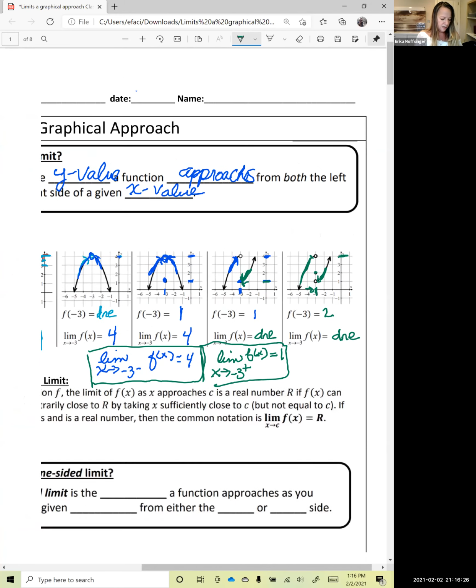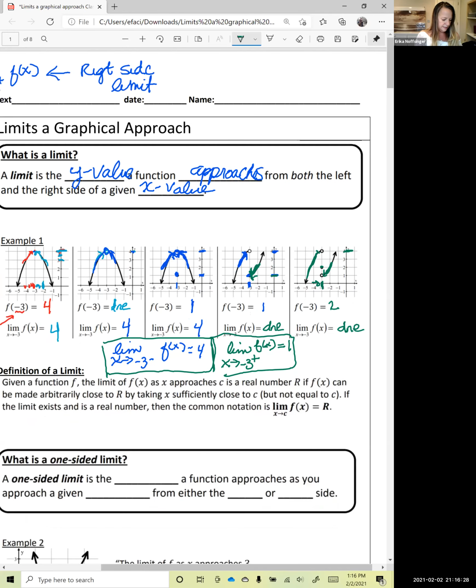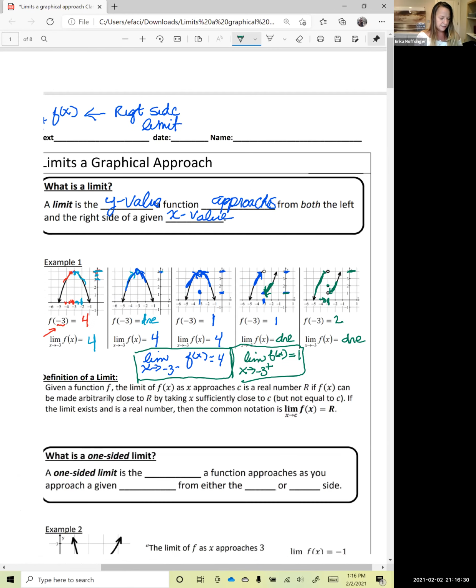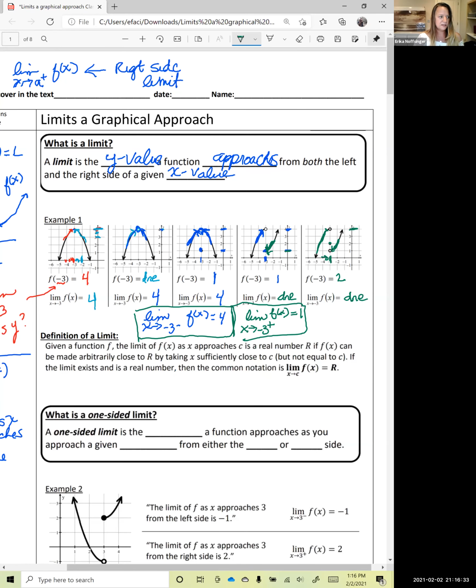Okay, so there is the idea behind limits. Let me just stop the video and start a new chunk.